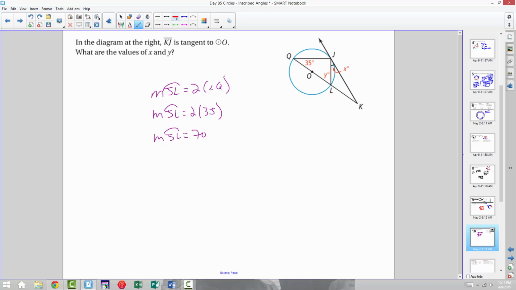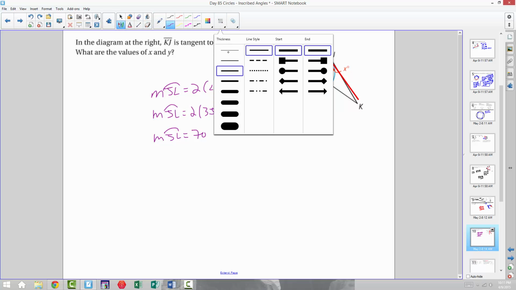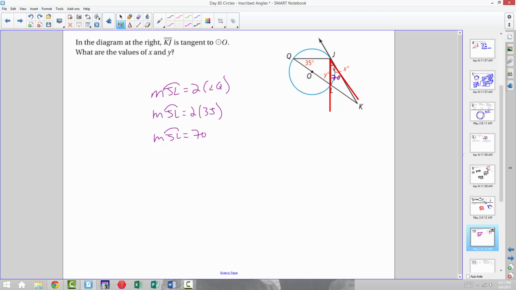Therefore, here is the angle. So I want this angle. And I already found the arc. Remember, we found this arc. This arc is 70. So if this arc is 70, this angle that's inscribed will be half of it. So angle LJK is equal to half of the measure of arc JL. So the measure of LJK is equal to half of 70, which is equal to 35, and that is x.